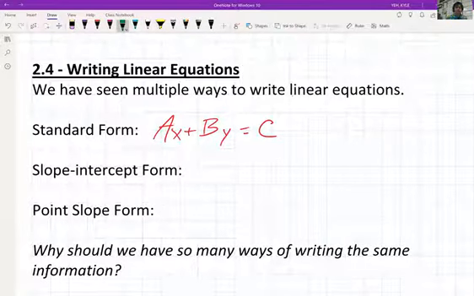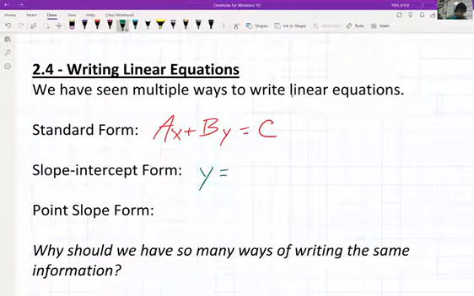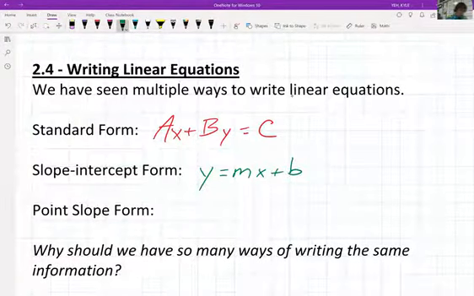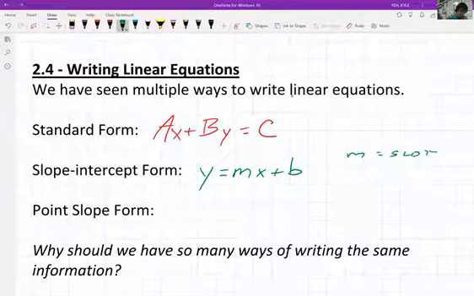Then we have slope-intercept form, which coming into this curriculum is probably the one that we knew the most about, y equals mx plus b, where m is the slope of the line and b is the y-intercept. And so it has that very appropriate name, slope-intercept form.